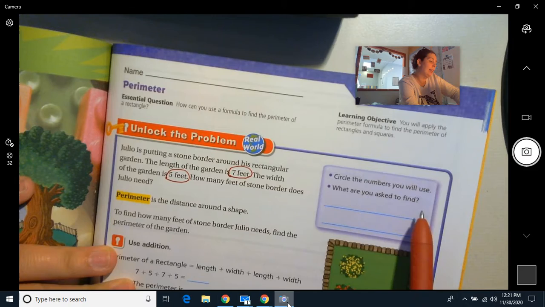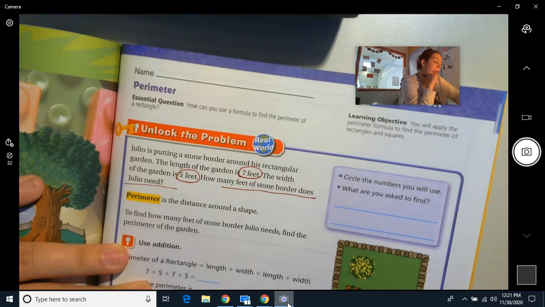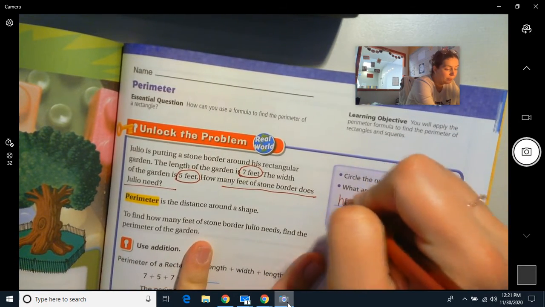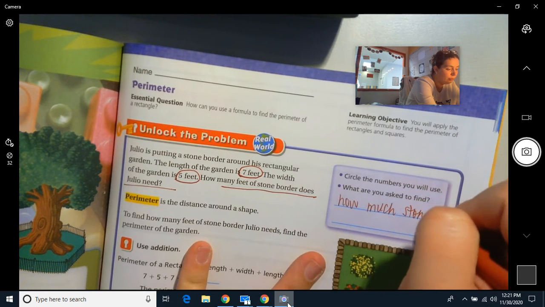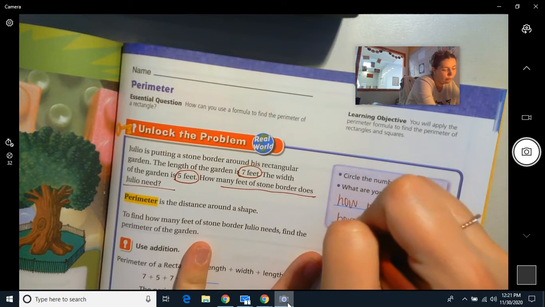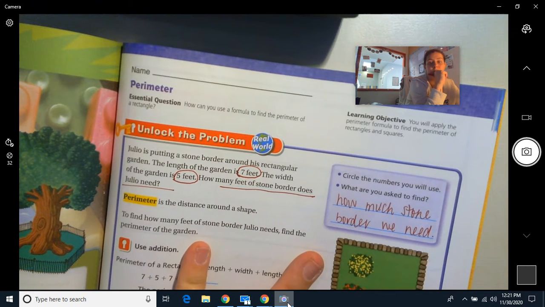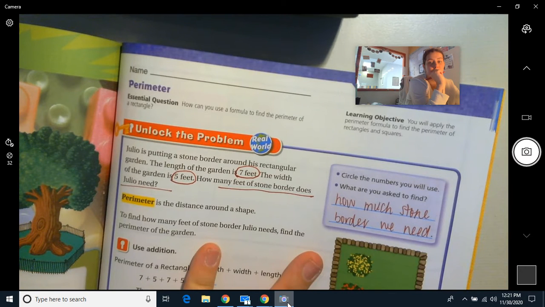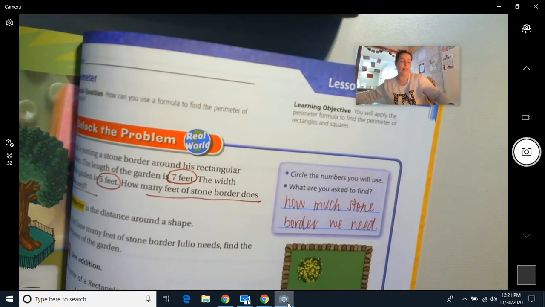It says, what are you asked to find? How many feet of stone border? So we would say, how much stone border we need? While you're writing that, I'll give you a minute, okay? Well, less than a minute, but I'll give you some time.